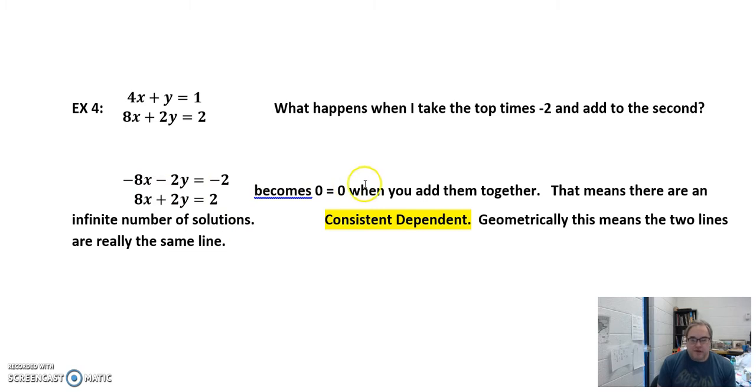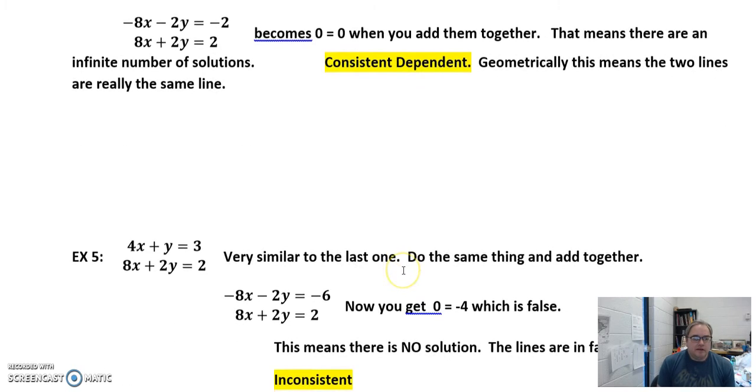And that means something. 0 equals 0 is true, and I didn't write that here. But since that's true, that means there's an infinite number of solutions. And that would be a consistent, because there's a solution, dependent system. And geometrically, that means the two lines are really the same line. They're being graphed right over the top of each other. So I kind of need you to know that idea.